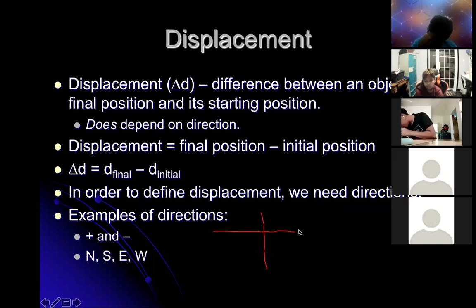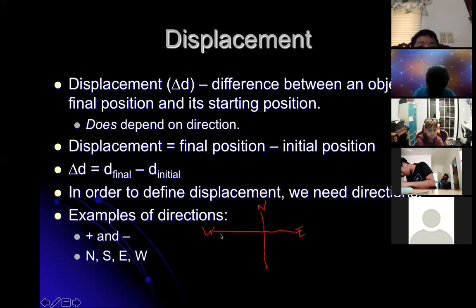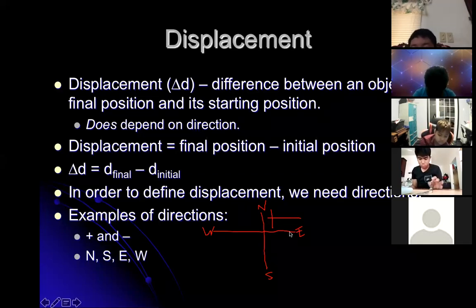So this is your east, this is your north, this is your west, and this is your south. So again, your north is going up, so this is a positive direction. South is going down, so this is a negative direction. East is a positive direction, and west is a negative direction.